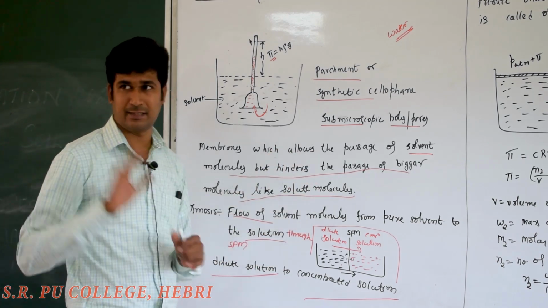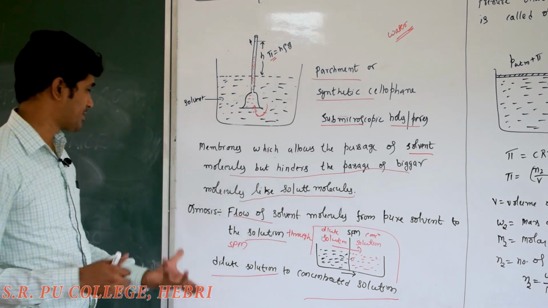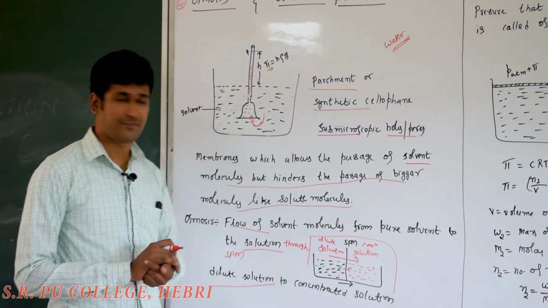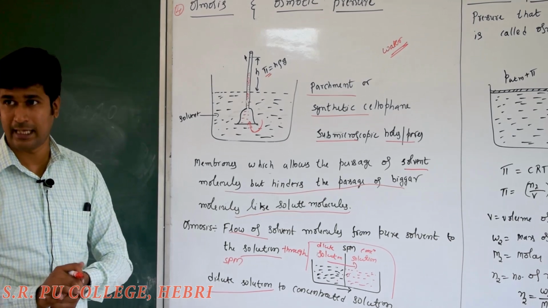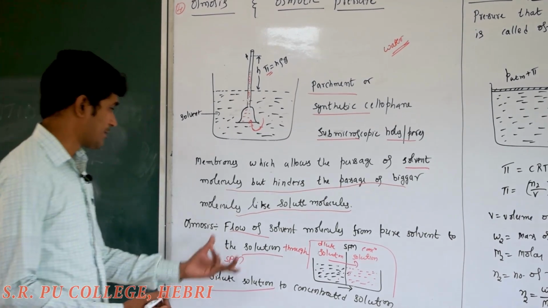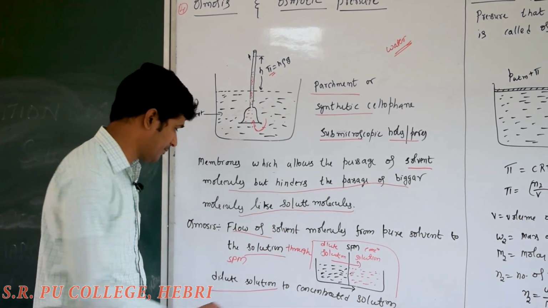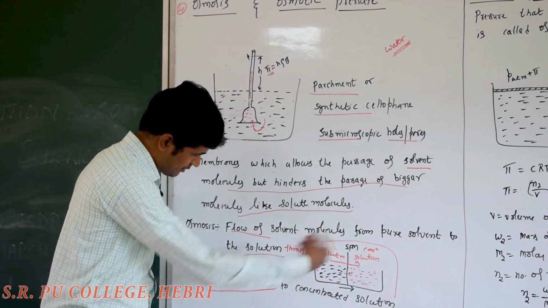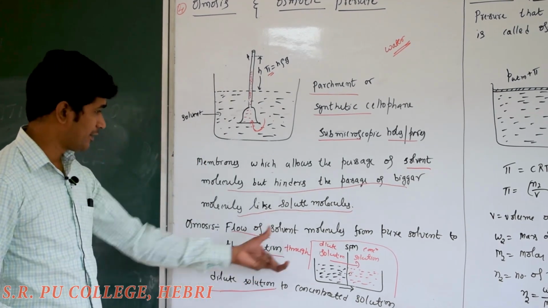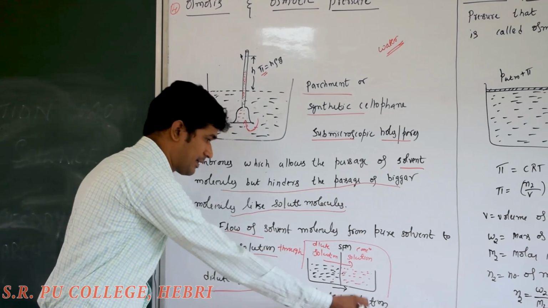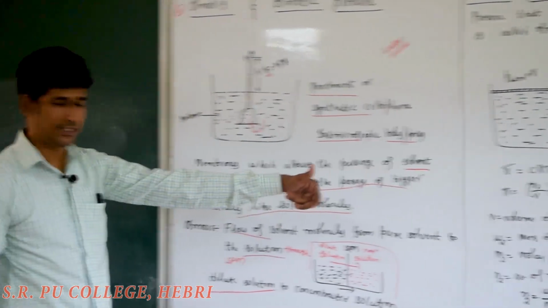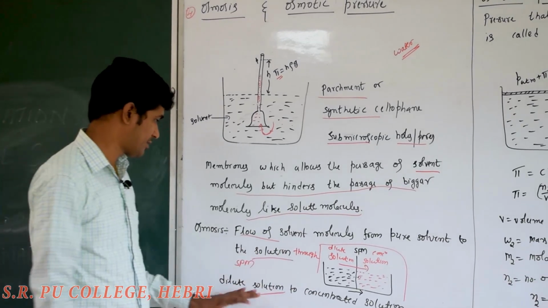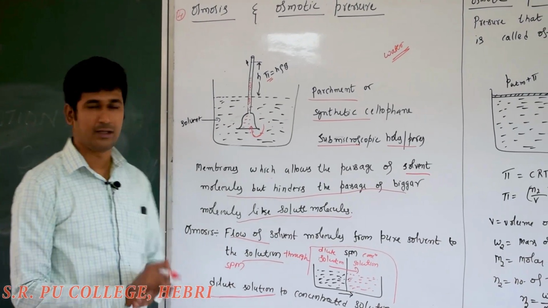The definition is important for 1 mark. Osmosis is the flow of solvent molecules from pure solvent to the solution through a semi-permeable membrane. Or in other words, it is the movement of solvent molecules from a region of dilute solution to the region of concentrated solution, from lower concentration to higher concentration. You can define it like this also.